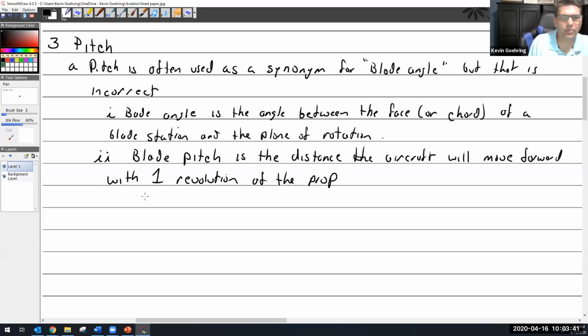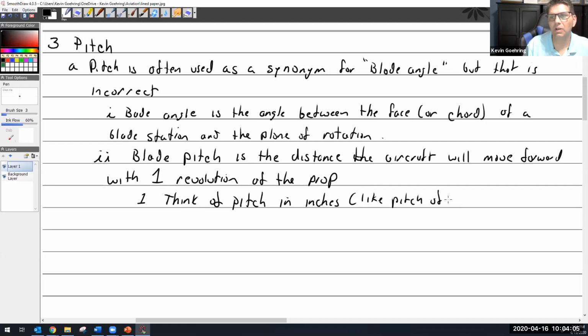And this works better for those of you in second semester. Everybody's at 309, so think of pitch in inches, like the pitch of a bolt or screw, how many threads per inch there were. So here, pitch. Well, I just wrote that. I'll have to write it again.